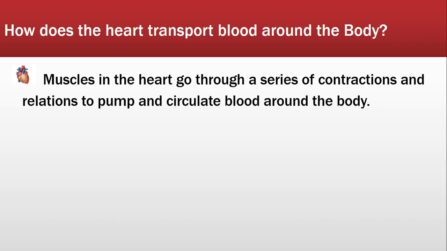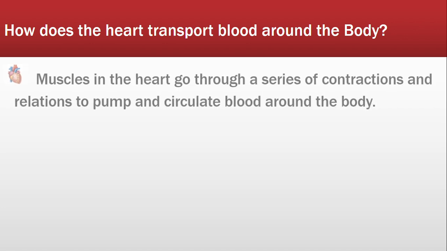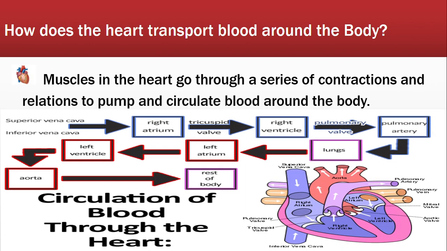How does the heart transport blood around the body? Muscles in the heart go through a series of contractions and relaxations to pump and circulate blood around the body. So you can see in this picture how the circulation of blood through the heart occurs. This picture is also a bit advanced, but it is really important to know about these things.